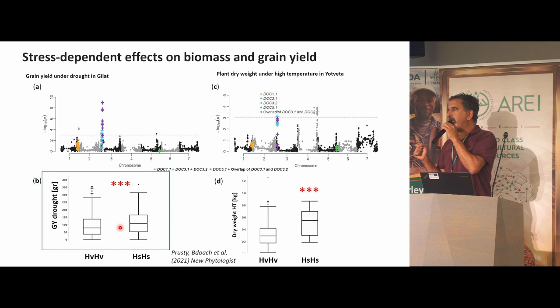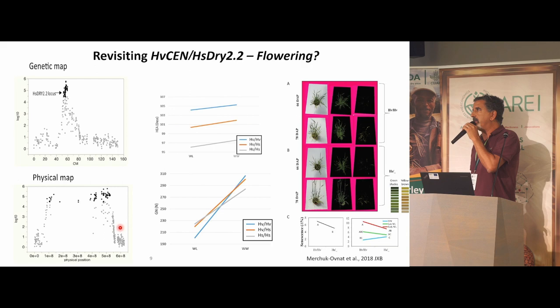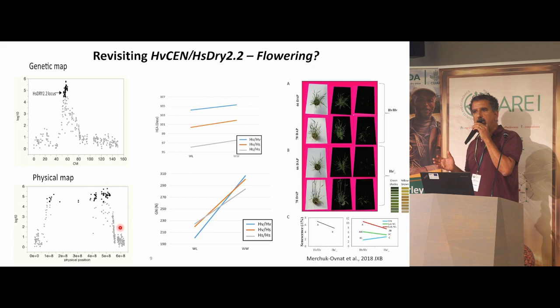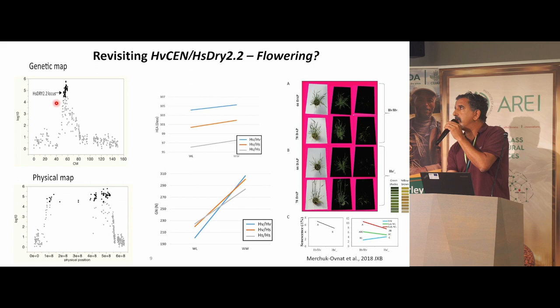But for us, the one that we invested most of the work in, looking more closely into it, is what we call DRY2-2. The DRY2-2 came from 2 years of experiments in the field measuring grain yield, or grain number also. And what you can see here is the map position on chromosome 2. I mean, genetically, it looks like a very appealing locus.